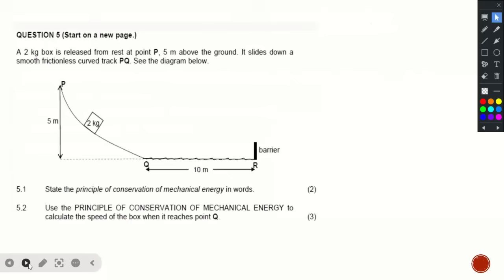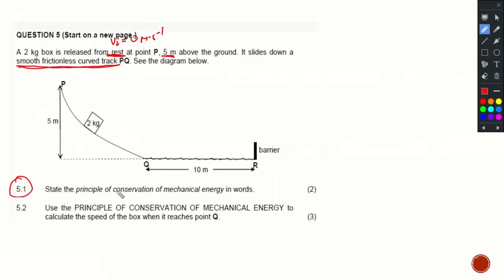Okay, so we have question 5, an extract from an exam. It says a 2 kg box is released from rest. Note the keywords "from rest", meaning the initial v is 0 meters per second. At point P, 5 meters above the ground, it slides down a smooth, frictionless curved track. Note that smooth means there is no friction. And then see the diagram below.